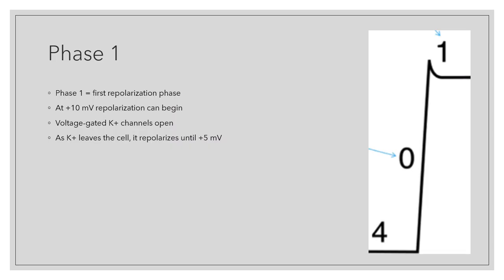After the voltage-gated sodium channels close, the voltage-gated potassium channels will open. This will begin the first repolarization phase, which is also known as phase 1. Voltage-gated potassium channels will remain open, dropping the membrane potential down to +5 millivolts. This will take us to phase 2.